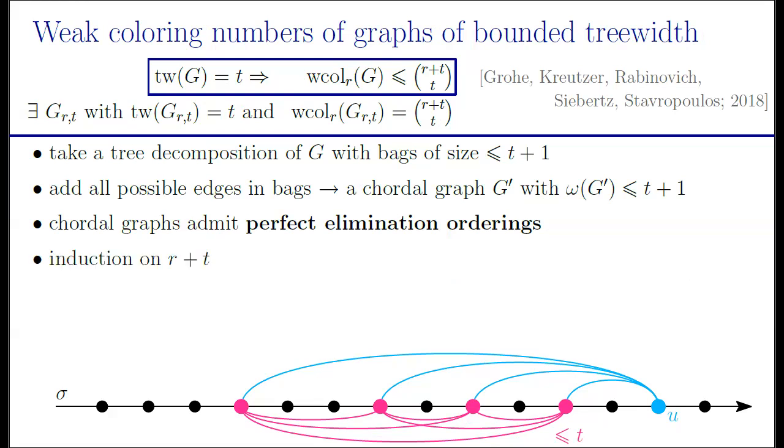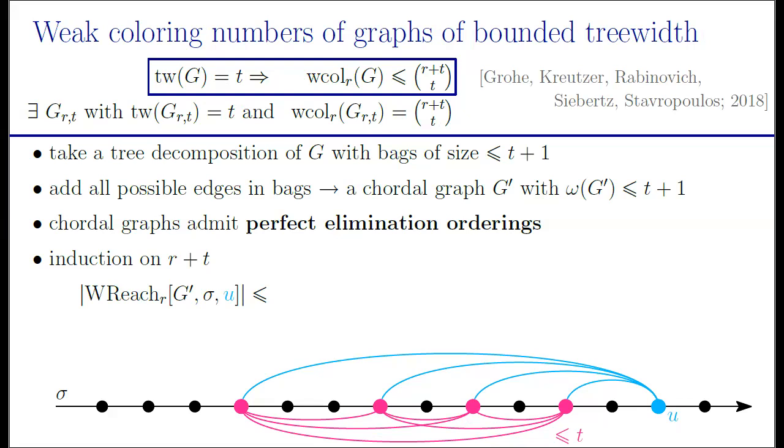Now we go back to the proof of this upper bound. The proof is induction on r plus t. I will skip the base cases. They are simple. And actually, this is the ordering that we're taking. So this perfect elimination ordering of this chordal graph that we obtain by this simple modification is the ordering that we're taking to bound weak coloring number. And so let's convince ourselves that it works.